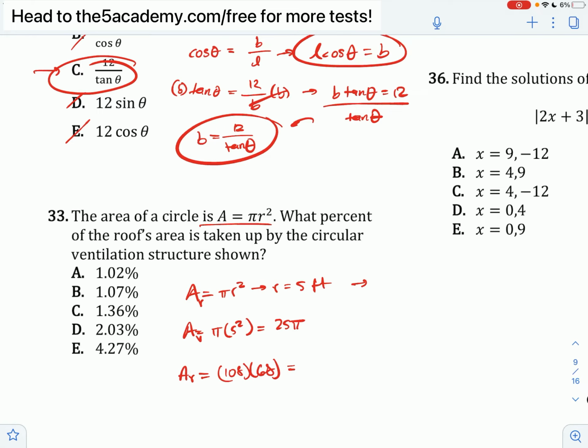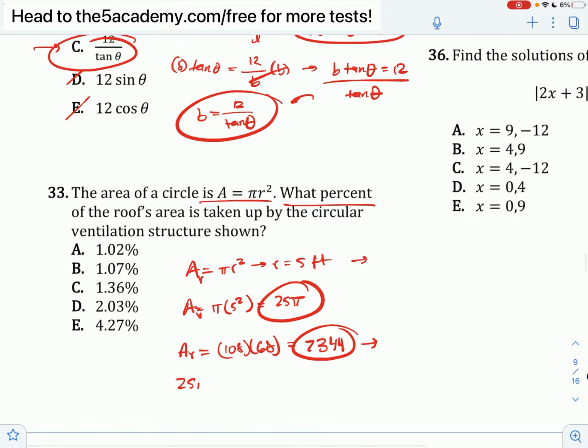Do that on my calculator. So 108 times 68, 7344. And since we're looking for percent of the roof's area, we just divide the ventilation area by this area. Okay, so 25 pi divided by 7344 is equal to what? 25 times pi. I'm going to have to use a special character. There we go. Divided by 7344.